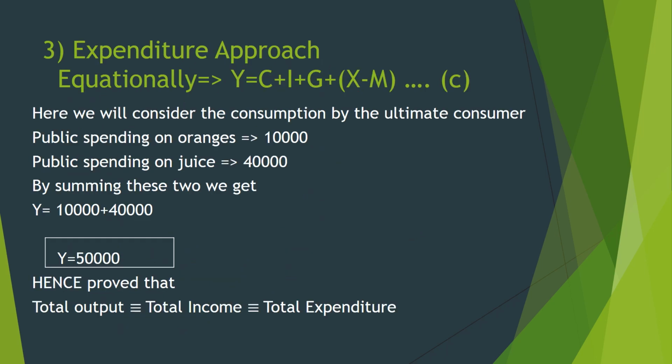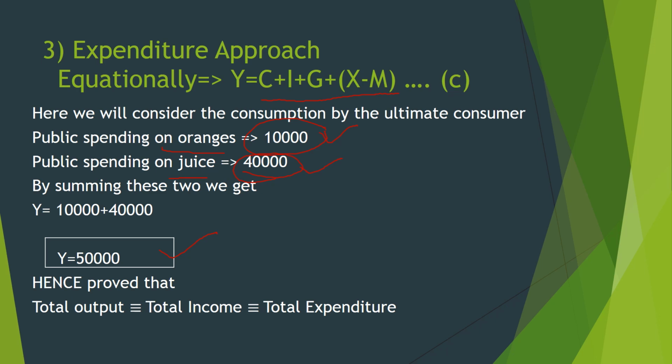Next, we can employ the expenditure approach. Equationally, the approach can be written as national income is equal to C plus I plus G plus X minus M. Here we will add up the consumption by the ultimate users. Public spending on oranges is 10,000 and public spending on juice is 40,000. By adding this 10,000 and 40,000, we get the national income of 50,000.